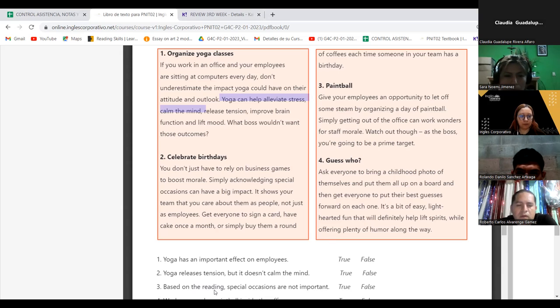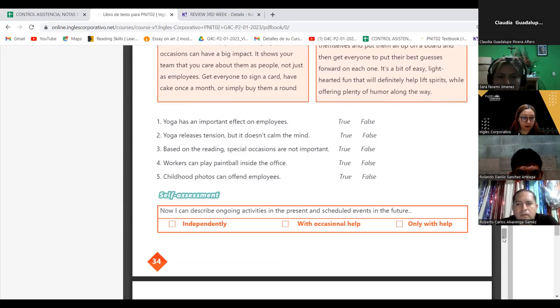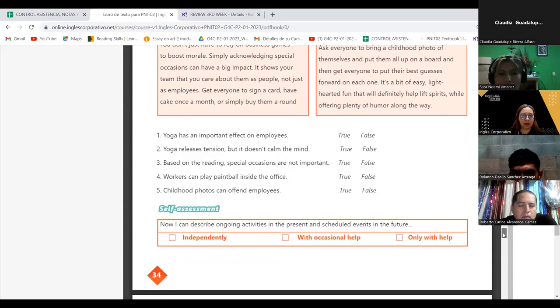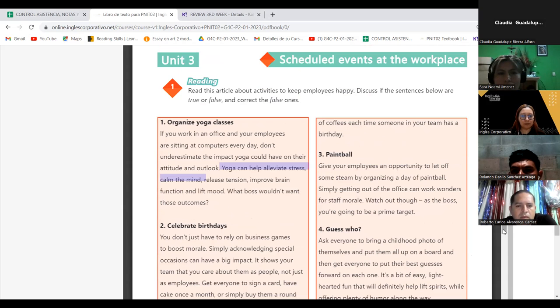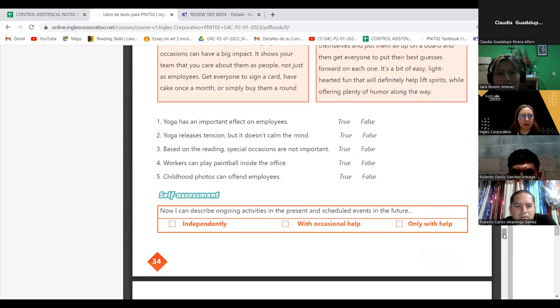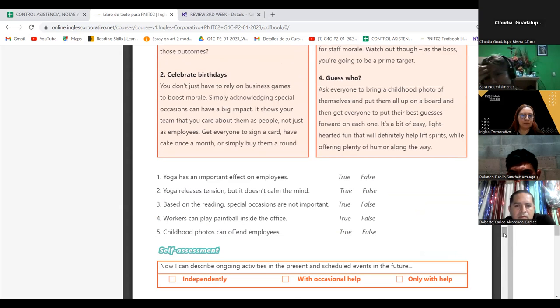It's false. False. All right, that is correct. It is false, right? Let's see the next one. One more. Number four, workers can play paintball inside the office. It's false. We cannot play paintball inside an office, right? Very good. And the last one, childhood photos can offend employees. True or false? False.